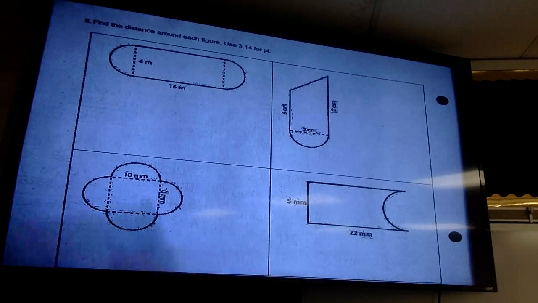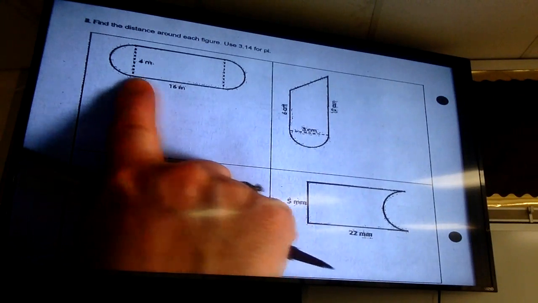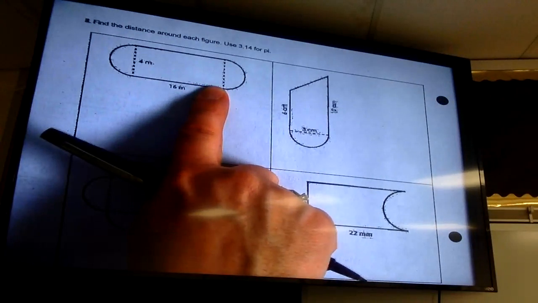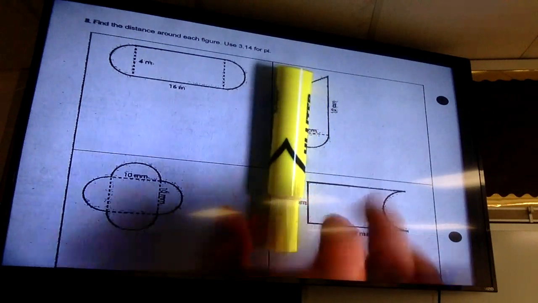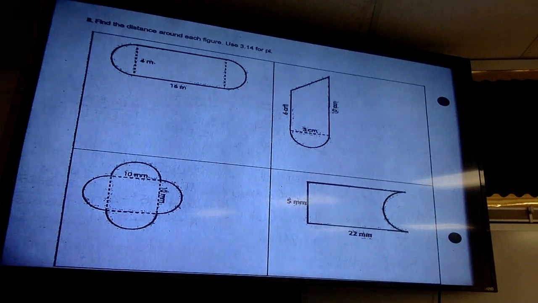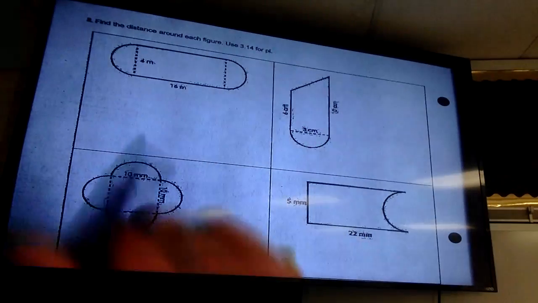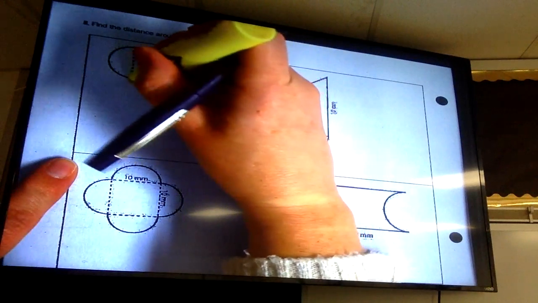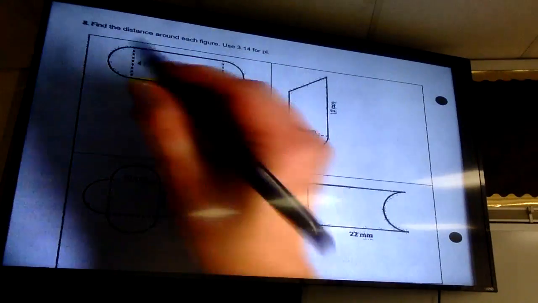So keeping in mind that perimeter is distance around the shape, I always like to use my finger and go around the shape, and as I go, I write down the length of the side, or you could use a highlighter or a marker or a pen. Okay, so as I go around the side of the shape, I'm going to say, okay, this is 16, so I'm going to write it down.